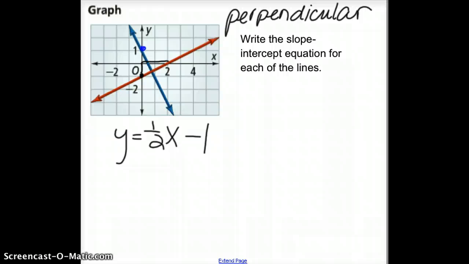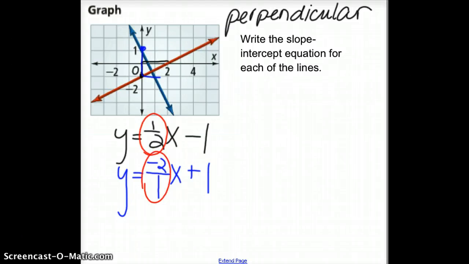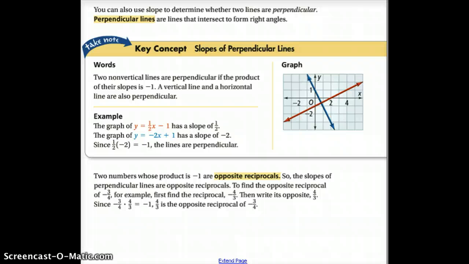Y-intercept of 1, slope down 2 over 1, down 2 over 1. All right, now we compare these slopes. We have 1/2 and we have -2 over 1. Let's see what we have to say about perpendicular lines.